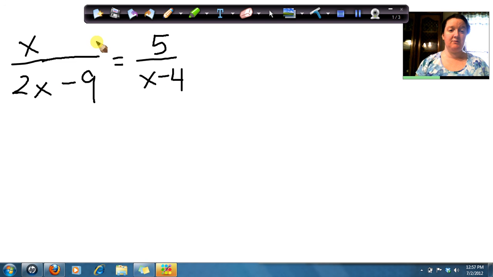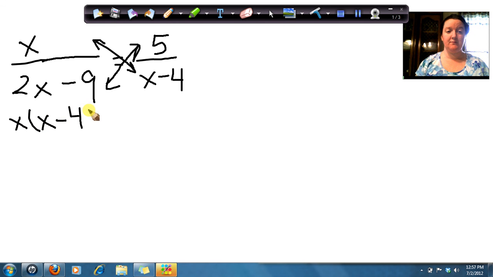And like we've been doing before, we're going to cross-multiply. Multiplying the top and the bottom. That side times top and bottom of that side. So I'm going to rewrite this so I don't have any fractions. x times x minus 4, and that's going to equal 5 times 2x minus 9.